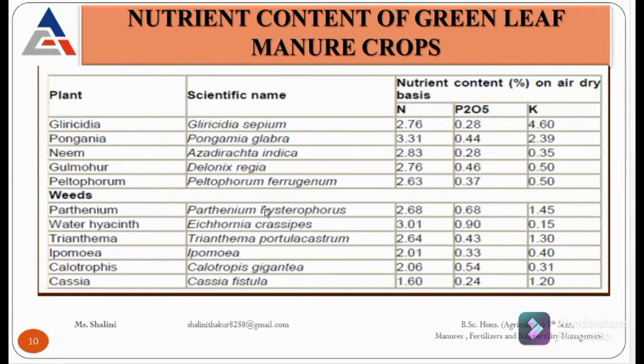Similarly, for weeds, there are different NPK concentrations. The maximum nitrogen concentration was found in water hyacinth, which is also known as the terror of Bengal. The concentration of nitrogen in it is 3.01%. The phosphorus concentration is also maximum in water hyacinth, and the potash concentration was maximum in Parthenium hysterophorus. So this is all about the nutrient concentration of green leaf manures.